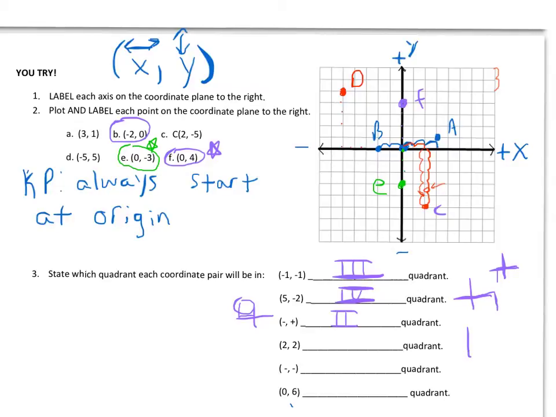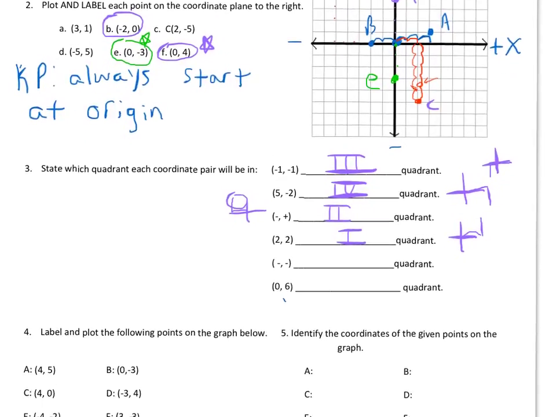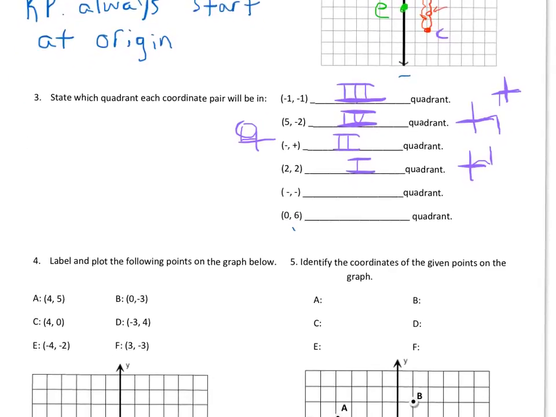All right, next one, a 2, 2. So I go right 2 and then up 2. That's going to put me in quadrant number 1. Okay. Next one is a negative and a negative, and I know that would tell me to go left and then down, so that puts me in quadrant number 3.